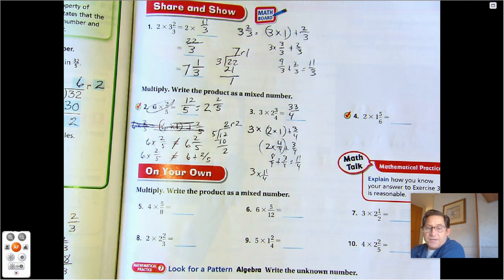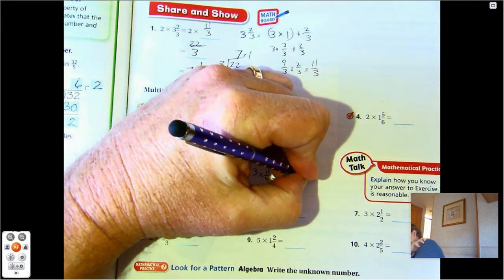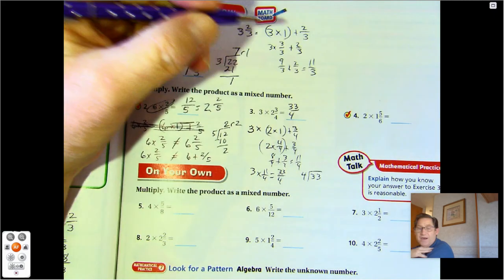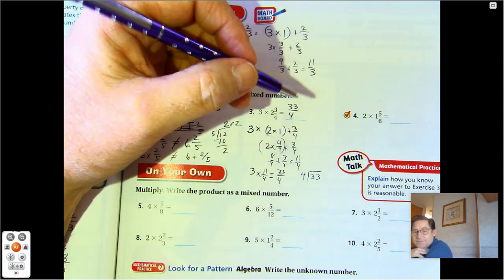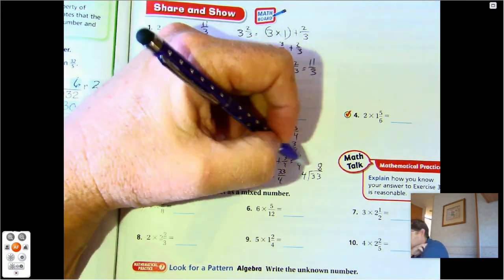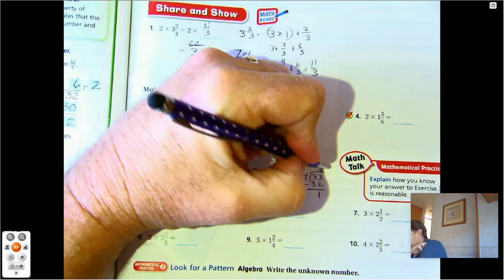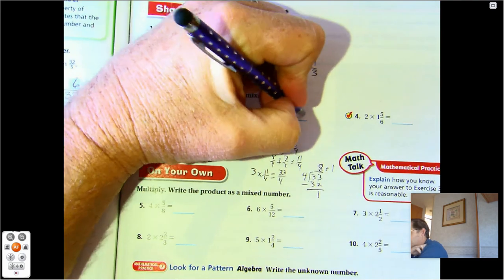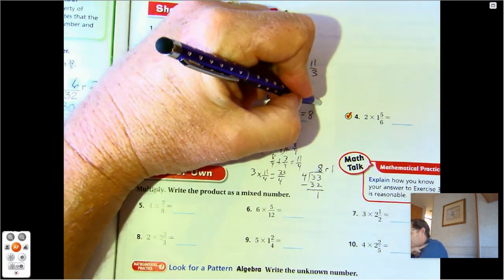How do we change 33/4 into a mixed number? We're going to divide 33 by 4. How many 4s can I take from 33? 8. 8 times 4 is 32 with a remainder of 1. So 33/4 is the same as saying 8 and 1/4.